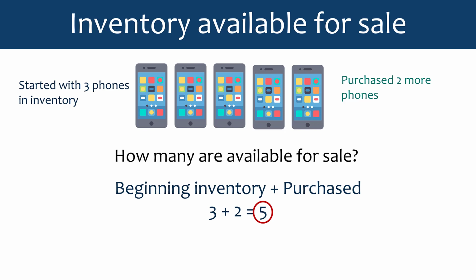Say we're selling phones. We start with 3 phones in beginning inventory and we purchase 2 more phones during the period. How many phones are available for sale? To get the total number of phones that were available for sale, we add the beginning inventory of 3 phones to the purchased 2 phones, so we had a total of 5 phones available for sale in the period.